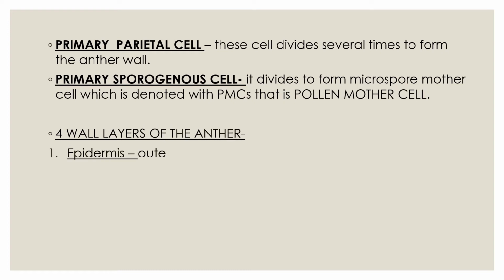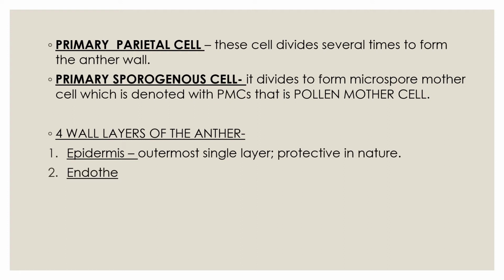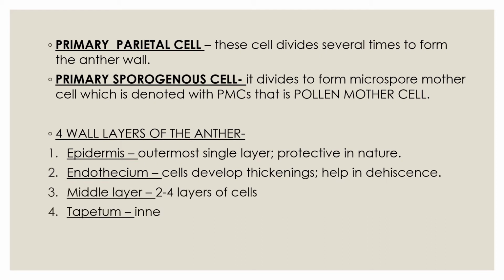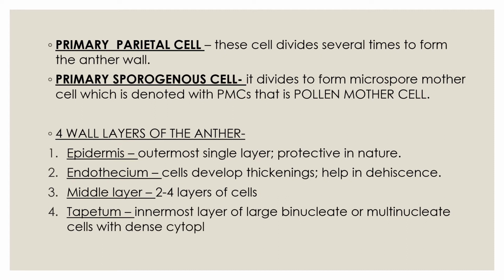As I've already told, there are 4 layers of anther. Now let us talk about the 4 layers of anther. The first layer is the epidermis. It is the outermost single layer which is protective in nature. Then we have the endothecium. This comprises cells which develop thickenings and help in dehiscence. Now we have the middle layer, which is 2 to 4 layers of cells.